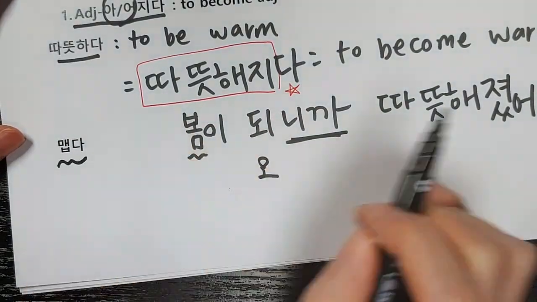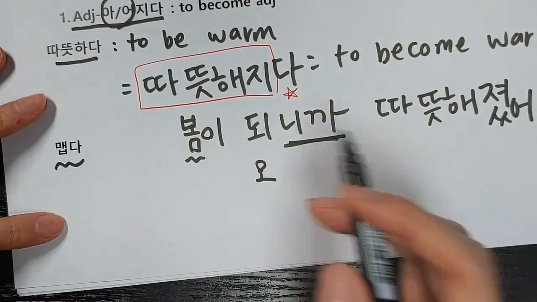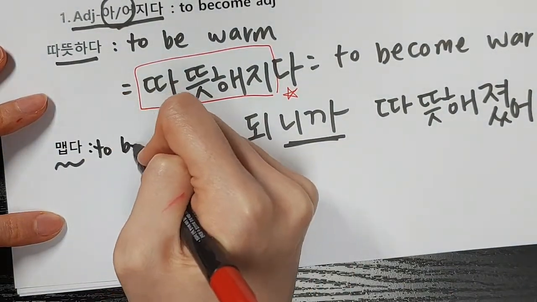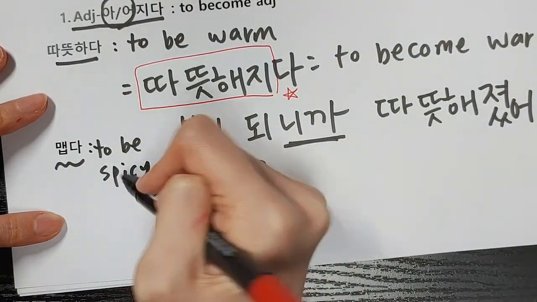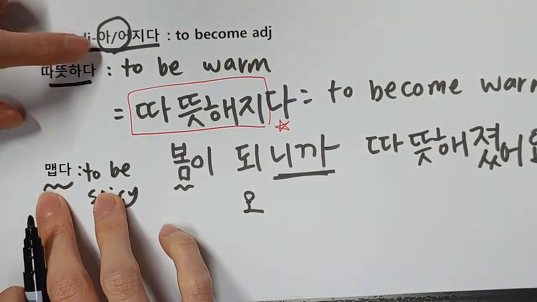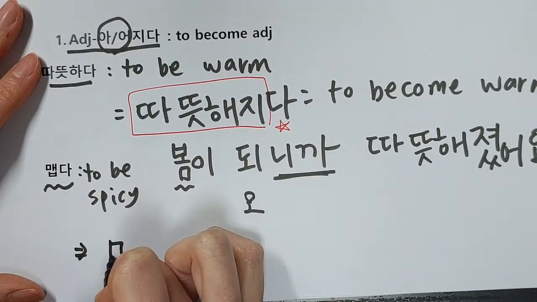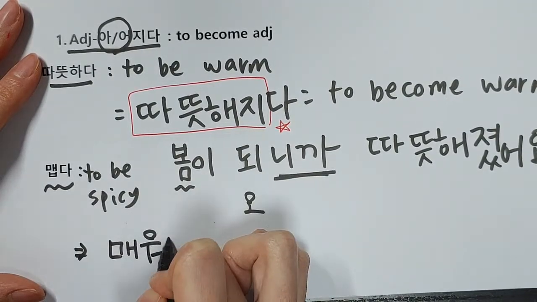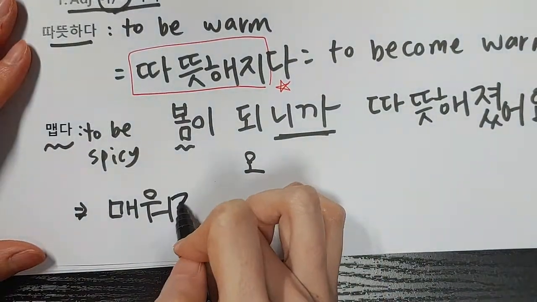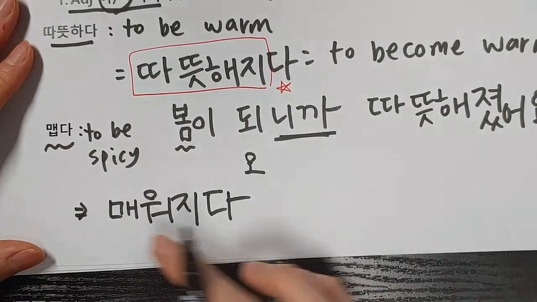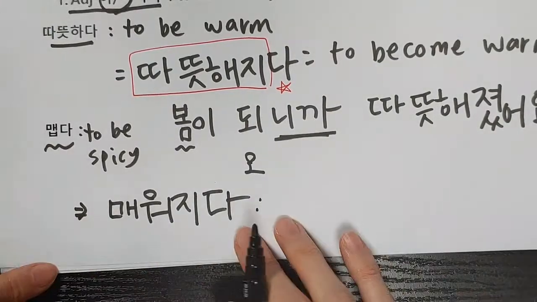And let's try with another verb, which is 맵다. 맵다 means to be spicy, right? When something is hot, spicy. And if you combine 맵다's present conjugation with 지다, it would be 맵다, present tense 매워, right? 매워지다. 매워지다 would mean to become spicy.